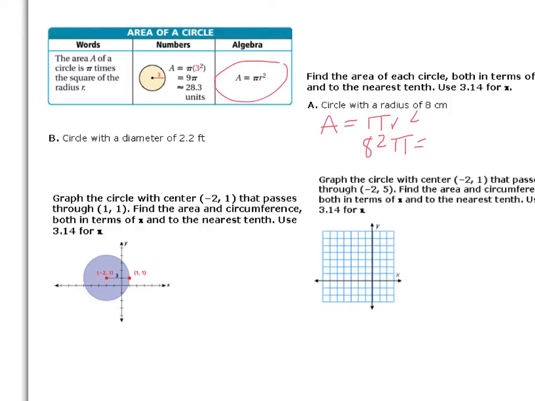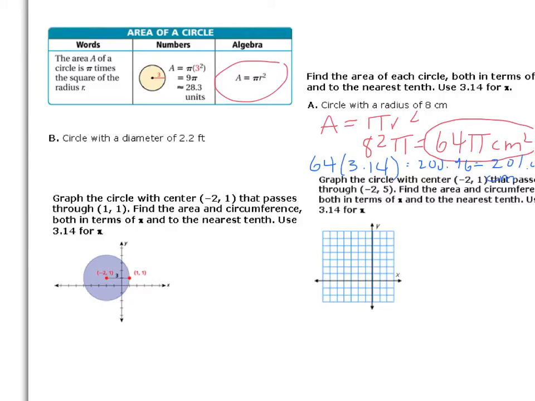8 squared is 8 times 8, so that is going to be 64 pi, and it's centimeters squared, because remember, area is always units squared. Now, if you want your actual answer, you're going to do 64 times 3.14, and that's going to give me 200.96, which when we round to 1 decimal place is 201.0, and that's also going to be centimeters squared, 201.0.